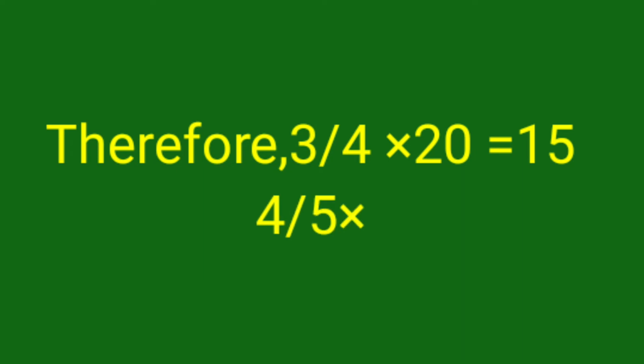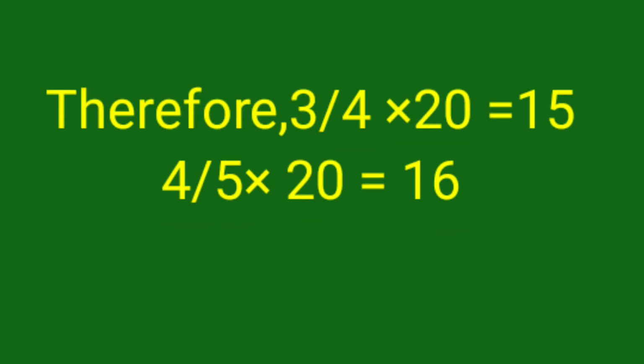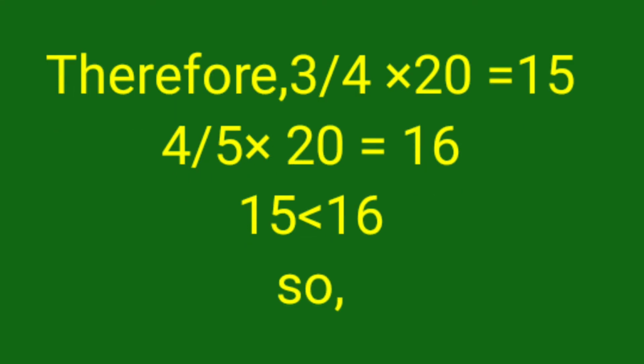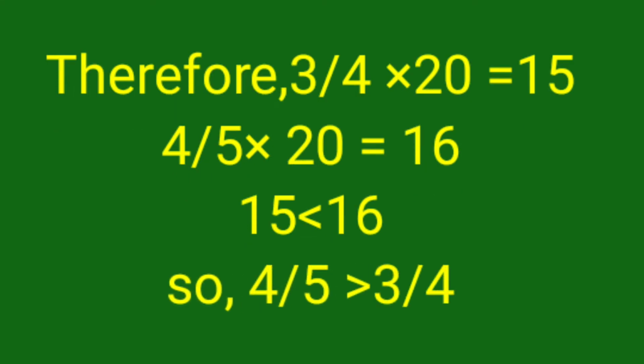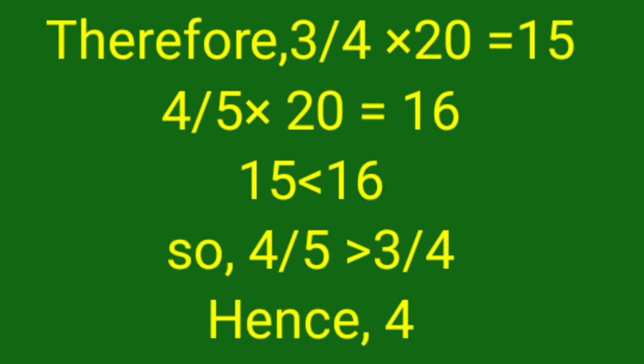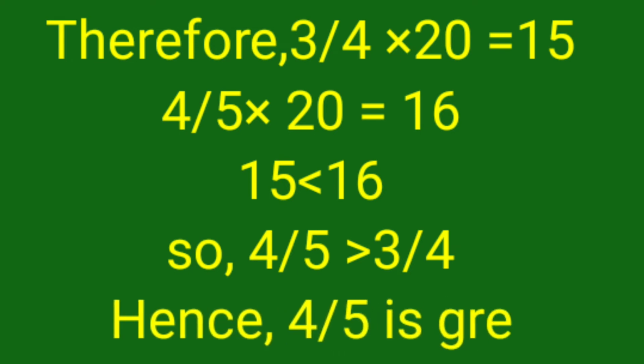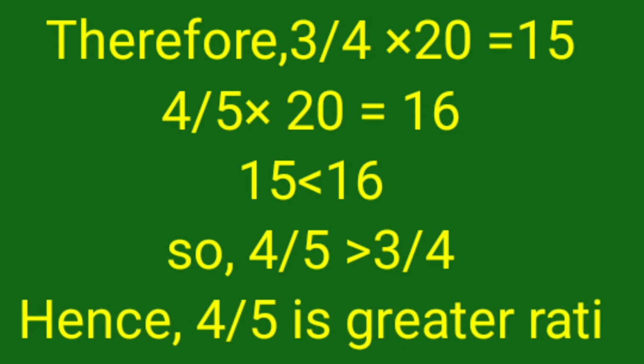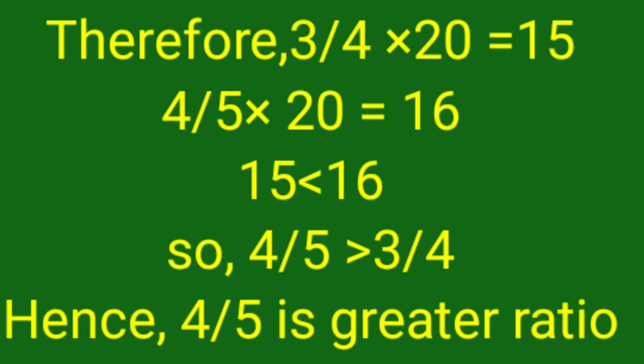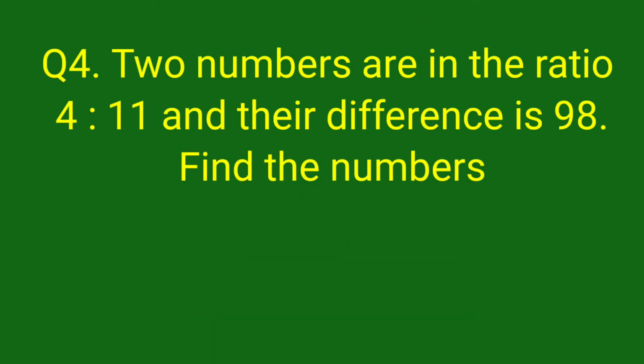3/4 into 20, if we cancel, we get 15. 4 5s are 20, so you cancel 20. So the new ratio comes to 15, and the second one 16. So remember that 15 is lesser than 16. So 4/5 is greater than 3/4. So 4/5 is the greater ratio. Over here only the LCM you have to find, and with the help of that, whatever the ratio or the fraction be, you can do it easily. Knowledge of LCM is needed.